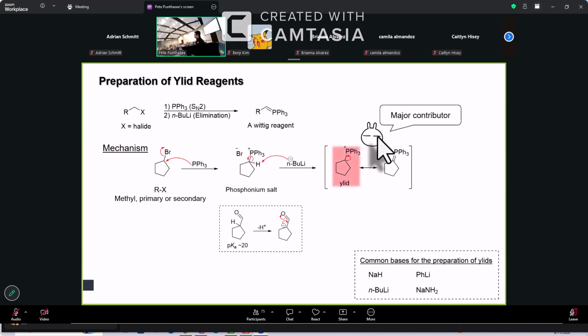Okay, we're going to use this ylide to do the reaction. All right, we already have a ylide. Any questions on making a ylide?